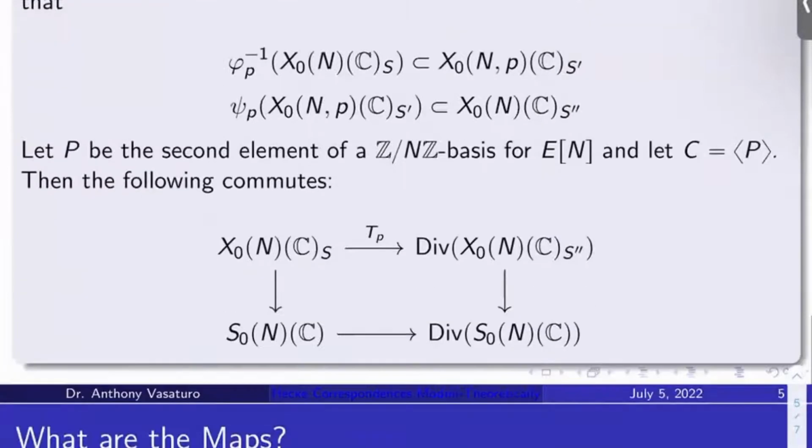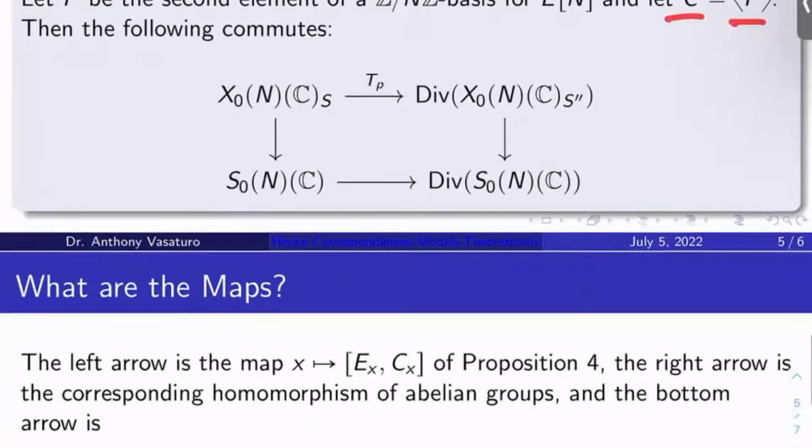Okay, now let's let P be the second element of a Z mod NZ basis for the N portion of E. Let's let C be the group generated by P. It turns out the following commutes. Okay, so I definitely have the usual Hecke correspondence from the S complex points of X sub 0 of N to the divisor group of the S double prime points of X sub 0 of N. Okay, so basically this map here is what I described at the beginning of this video.